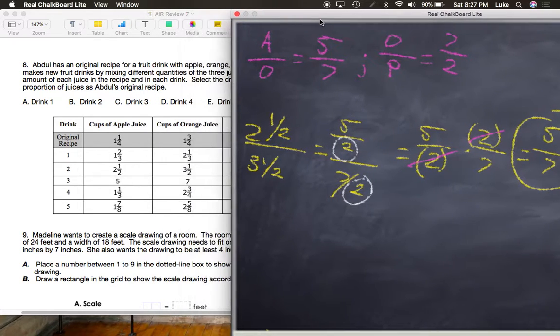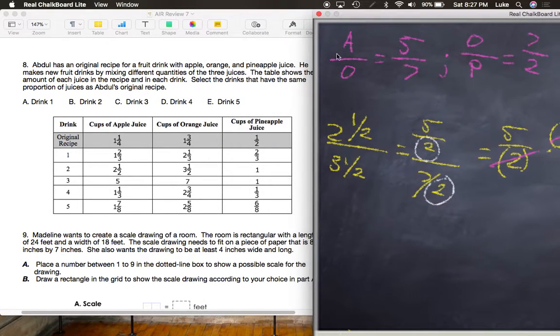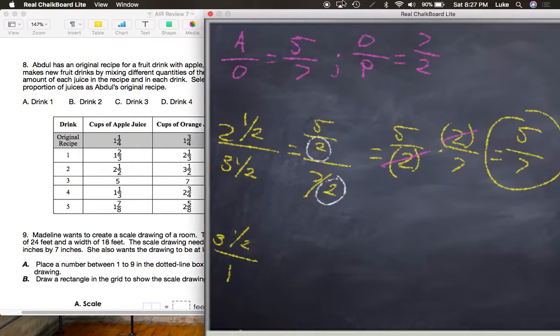So far, drink number 2 is working, but we need to make absolutely certain that it still works in the second proportion here of orange juice to pineapple juice, which is over here as 7 over 2. So I'm going to do orange juice, which is 3 and 1/2 cups, to pineapple juice, which is just 1 cup. That's going to make life a little bit easier for us.